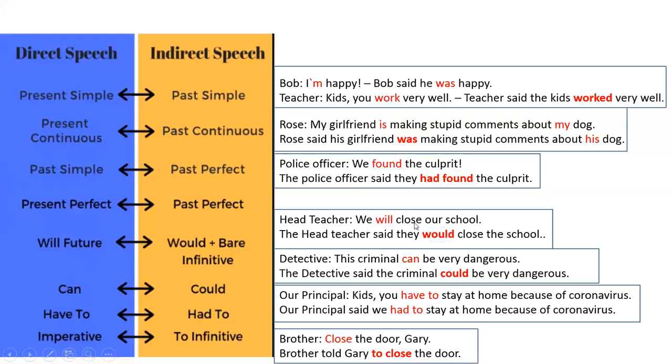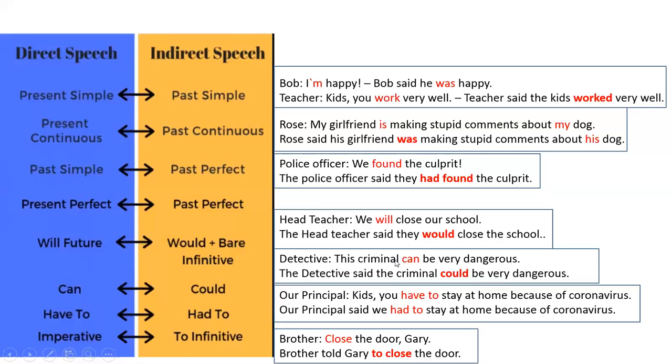Head teacher: "We will close our school." The head teacher said they would close the school. In this case, we use will, we choose will, and we transfer it to would, plus bare infinitive. Bare infinitive means just a verb infinitive without to. So let's look through can and could and how this change works.